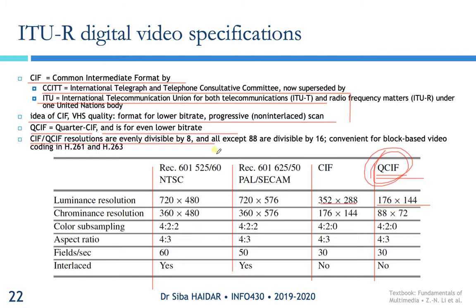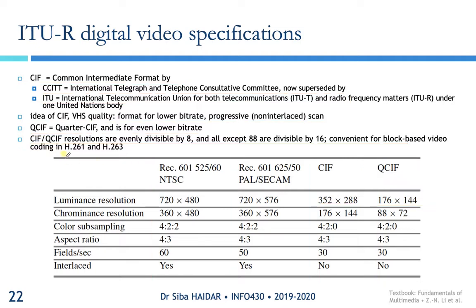CIF and QCIF resolutions are evenly divisible by 8, all except 88 divisible by 16, convenient for block-based video coding in H.261 and H.263. H.261 and H.263 are standards, methods that we will be studying in the video compression chapter, and they are very important standards. You will know when we study them that we divide each frame into 8 by 8 blocks. So if I have a frame 512 pixels wide and 512 pixels high, I will subdivide it into blocks of 8 by 8 or 16 by 16 in order to apply video compression that we will study later. Those two standards kept this in mind.